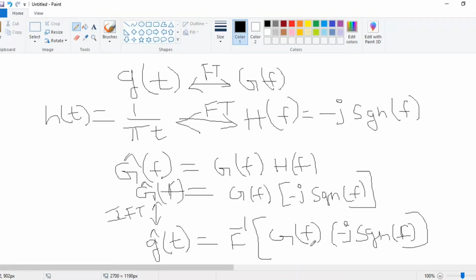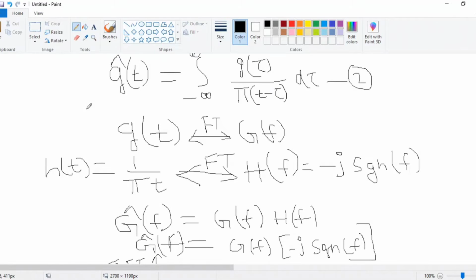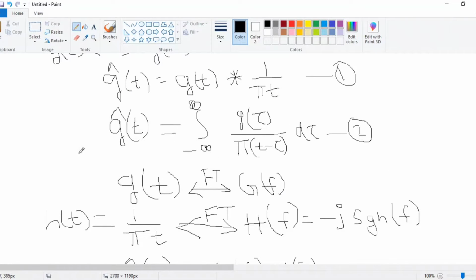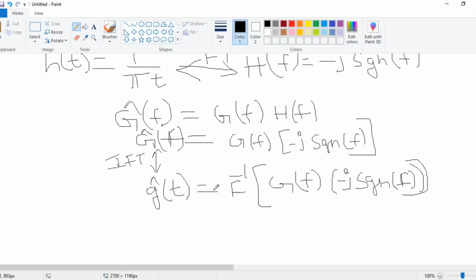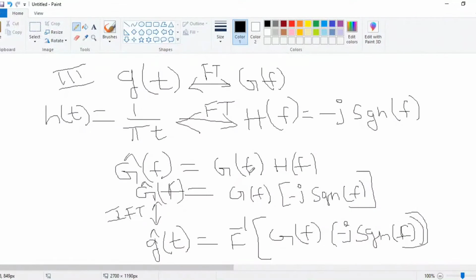So we need to find the inverse Fourier transform of this. This is the first method, this is the second method, third method. In the third method, first you need to take the Fourier transform of the given signal g of t. That should be multiplied with minus j signum of f, and then finally apply inverse Fourier transform, so that you'll get g cap of t. So this is how we generally find the Hilbert transform of any signal.